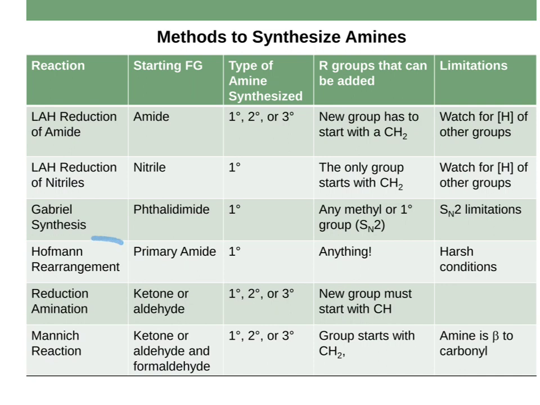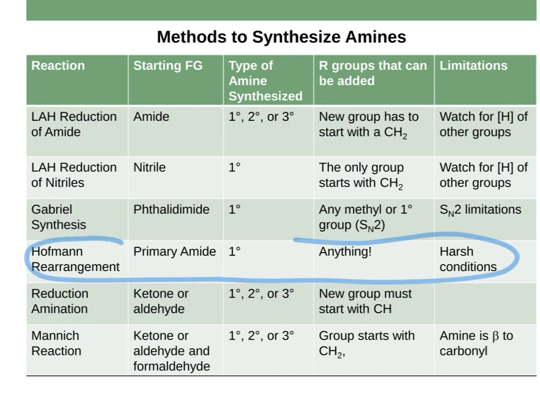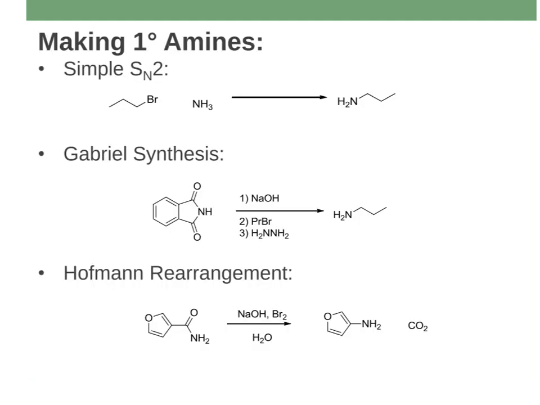So we are here, Hofmann rearrangement, right? The R group can be almost anything, and it's used for making primary amines only. The limitation is that the conditions are a little harsh, and you'll see what I mean in a sec. So, making primary amines, right? Let's just go back a second.